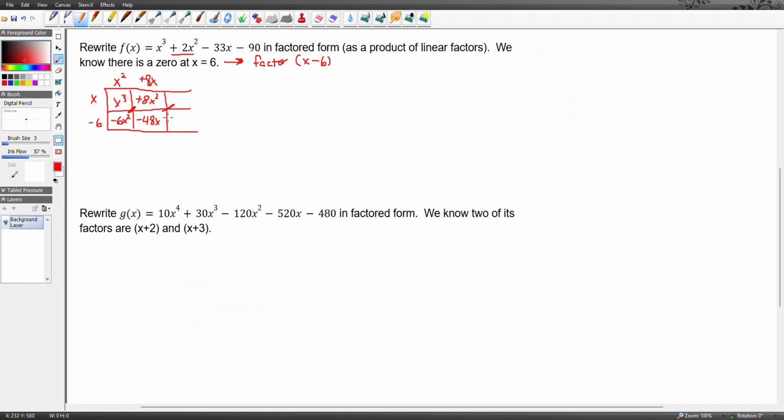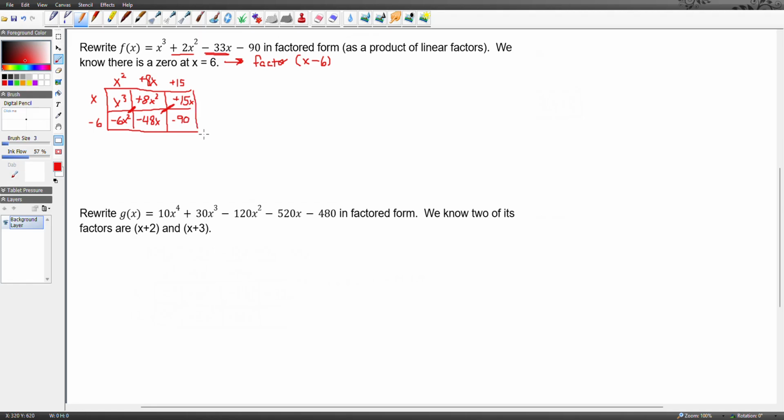And then another diagonal. This time the diagonal should add to negative 33x. So if I'm already at negative 48, I know I need to go up, because I'm getting closer to 0. And negative 48 plus 15, and we'll need the x with it, will add together to make negative 33. Negative 48 plus 15 is negative 33. So then I put plus 15 up here, and 15 times negative 6 makes negative 90.